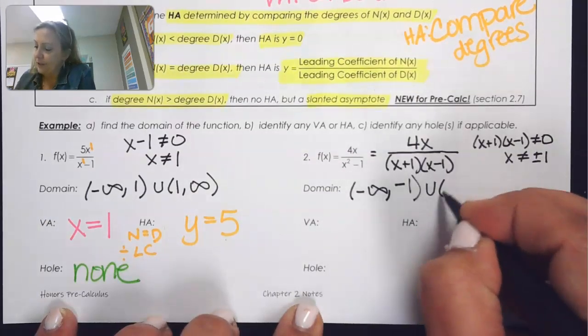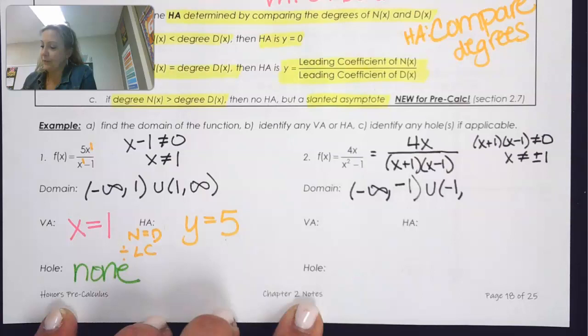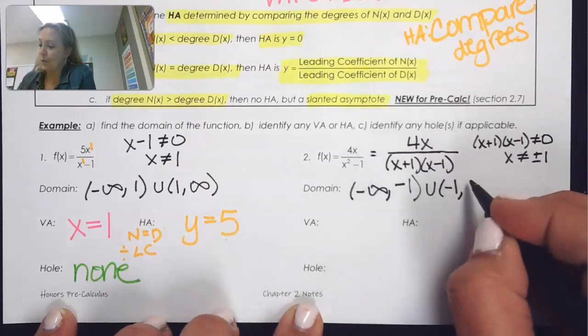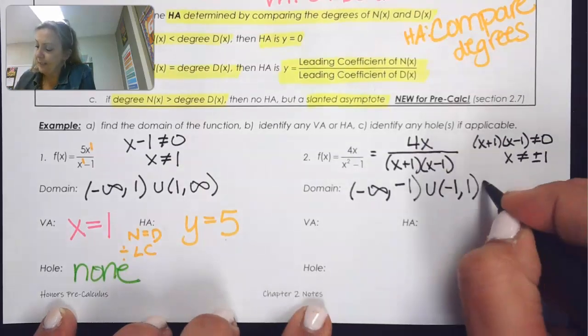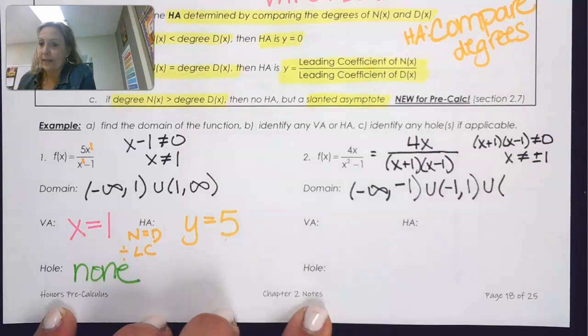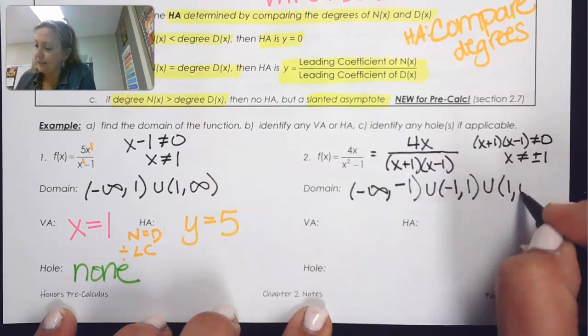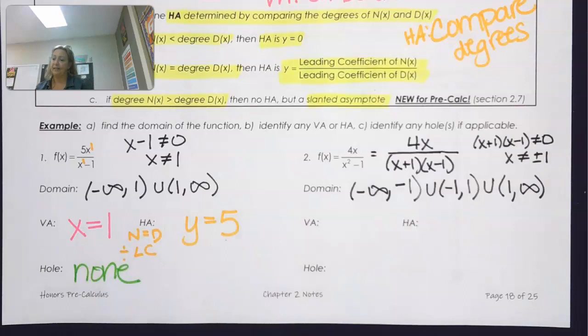And then we could start again. We hit our next roadblock at 1. And then we can pick it back up, and there aren't any more roadblocks, so I can go all the way to infinity. Okay, so that's what my domain would look like. Remember, you can have strings of these intervals in that interval notation.